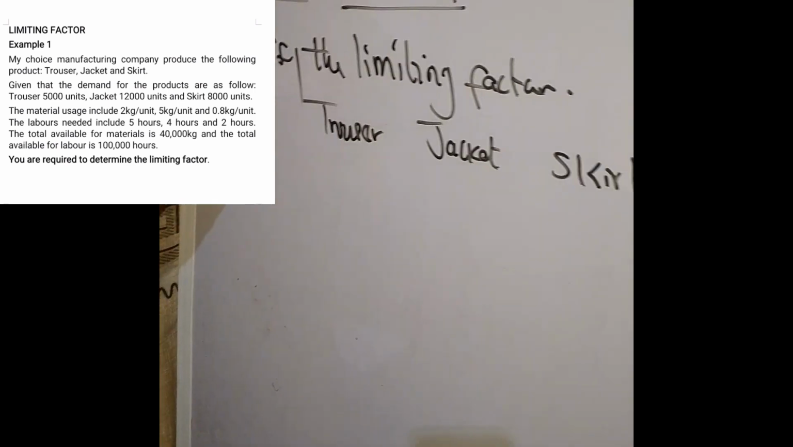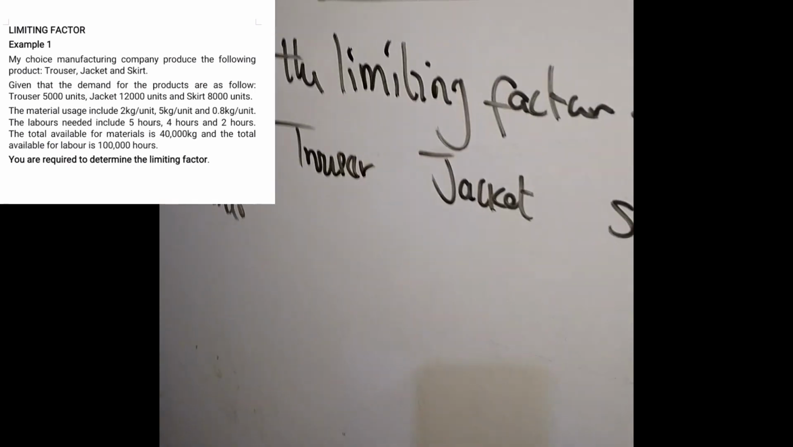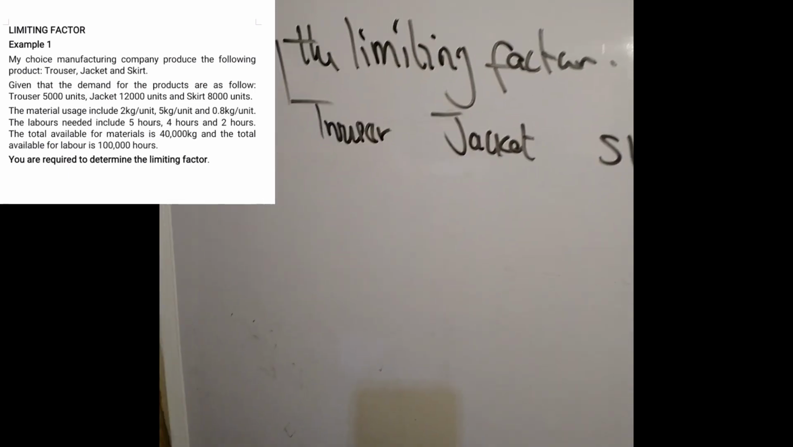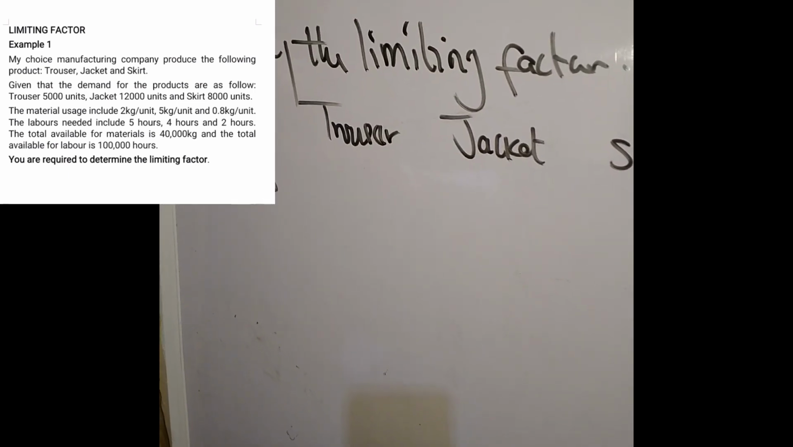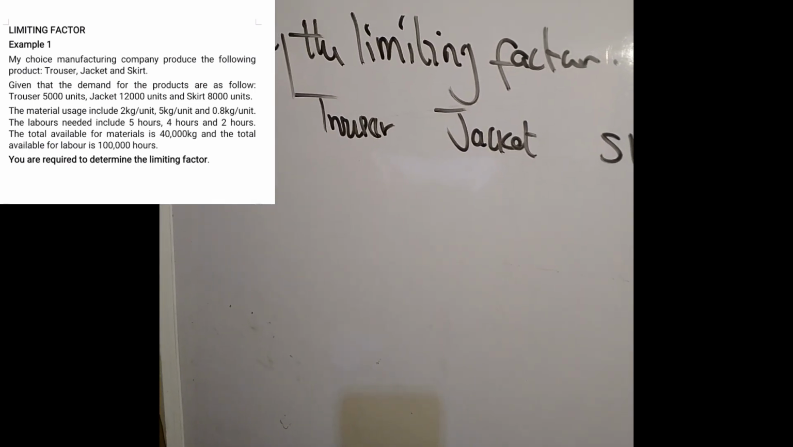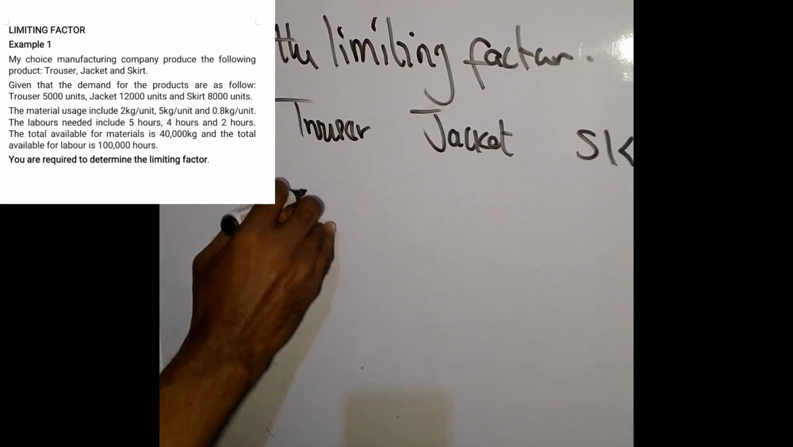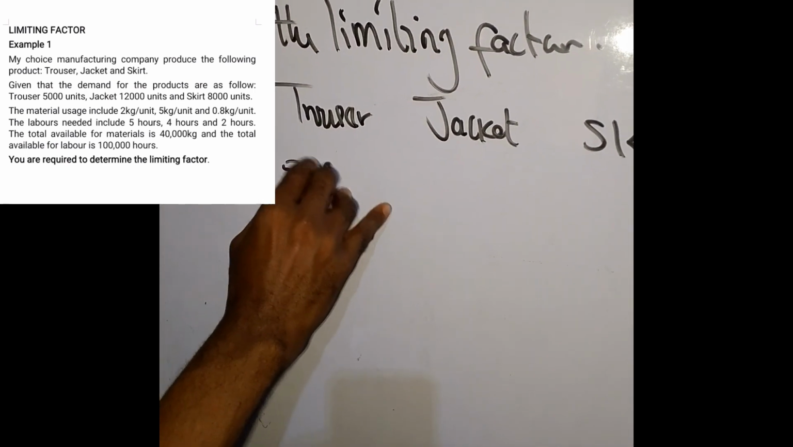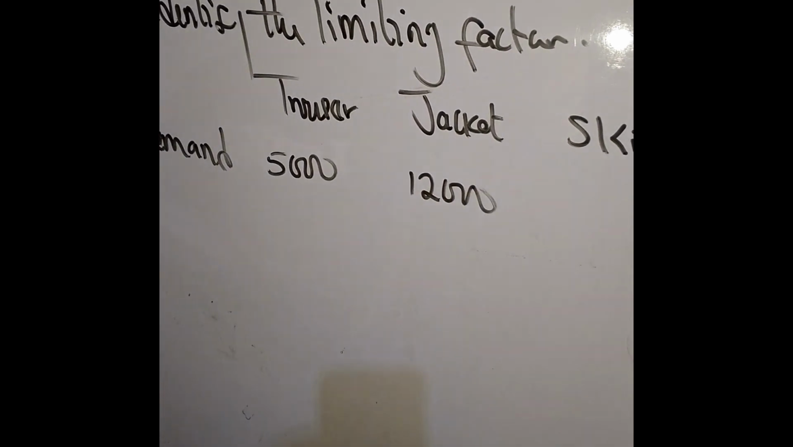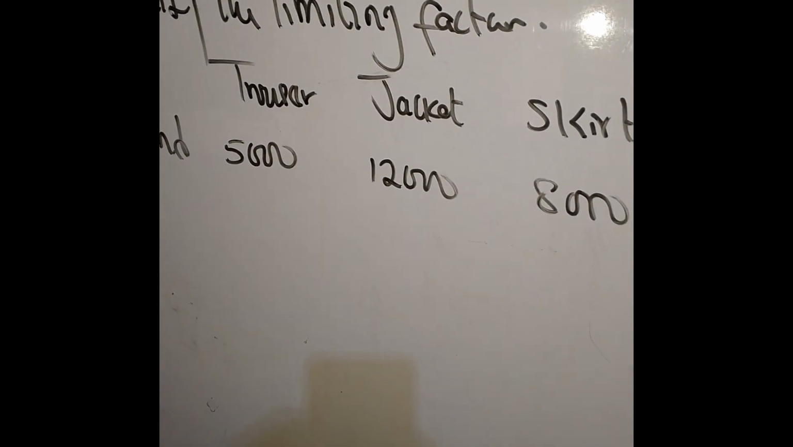Now the next thing to do is to bring the demand. What is the demand that was given in the question? They told us that the demand for trouser is 5,000 units, jacket is 12,000 units, and skirt is 8,000 units. So I'm going to write it here, 5,000, 12,000, and 8,000. So these are the demand.